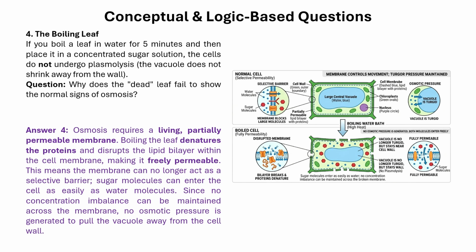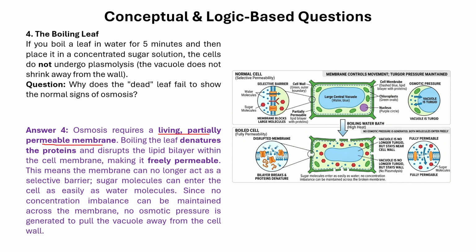The answer is, osmosis requires a living partially permeable membrane. Osmosis, what does it require? It requires a living partially permeable membrane. So boiling the leaf denatures the proteins and disrupts the lipid bilayer within the cell membrane, making it freely permeable. If the cell membrane is dead, its control is no more. So it is not now a partially permeable membrane. No, it has become a freely permeable membrane.